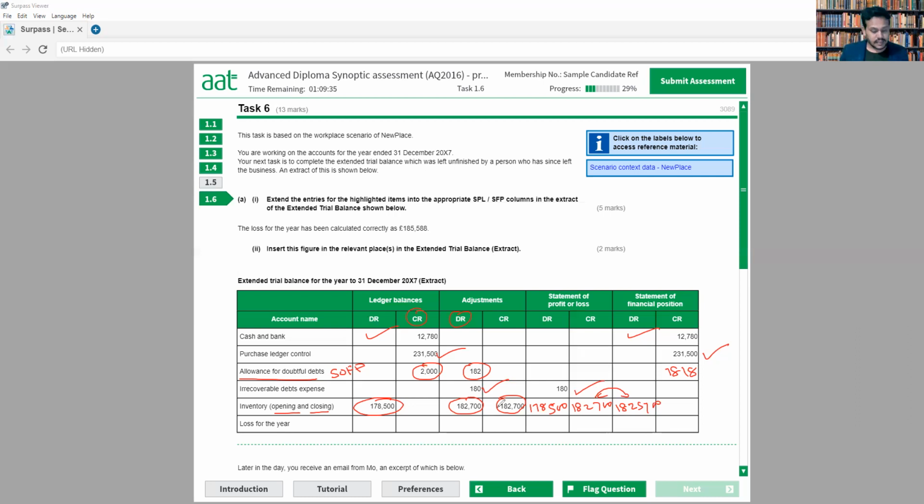And they said after that, we have a loss. The question already gives us the loss. We don't have to calculate that. So the loss will be on the credit side, 185,588, and also on the debit side on the financial statement, 185,588. That's it. So we have completed our extended trial balance. All right, let's move to the next one.